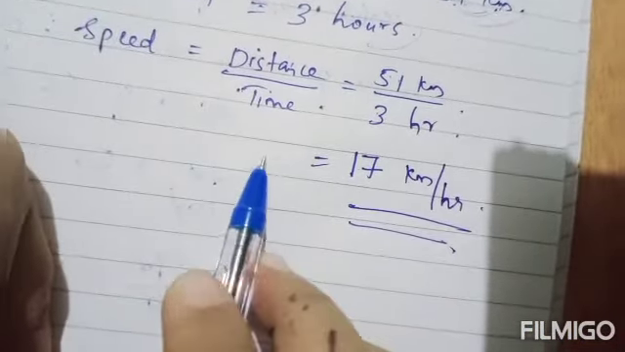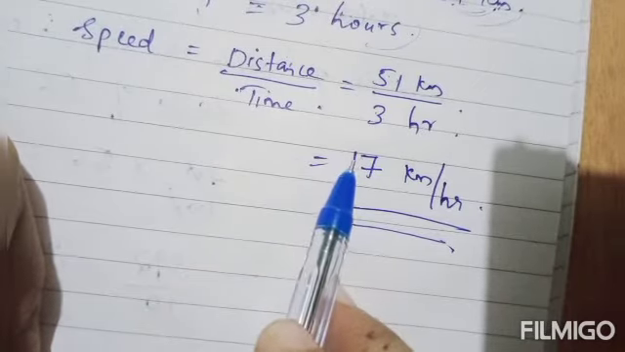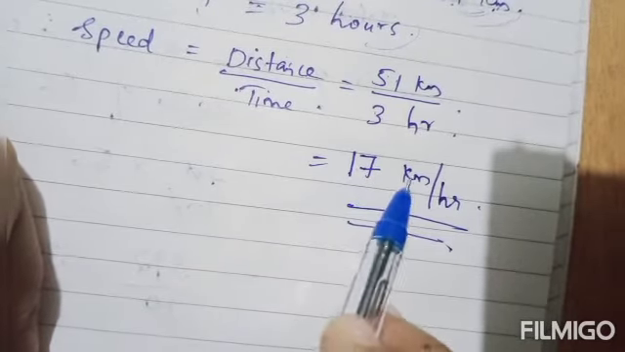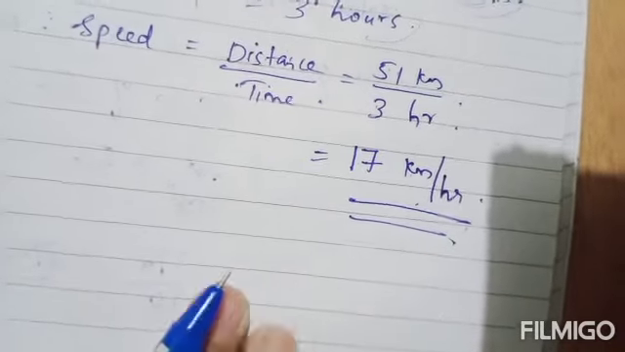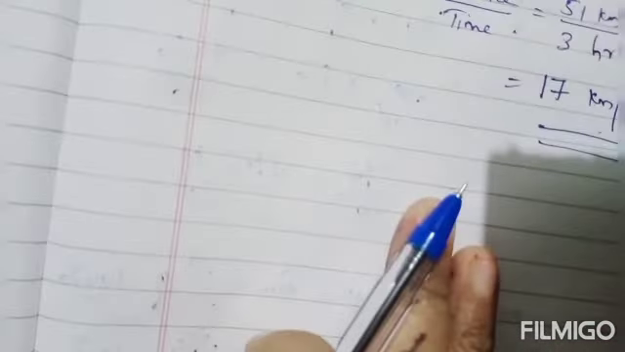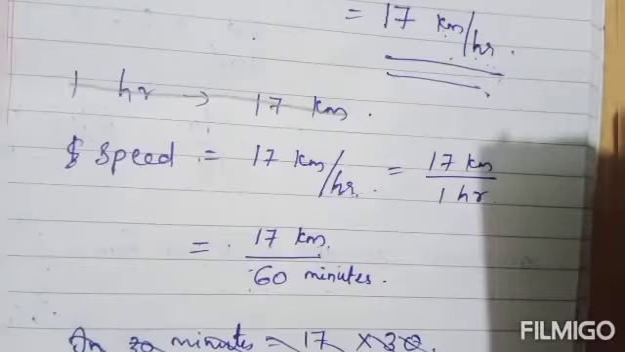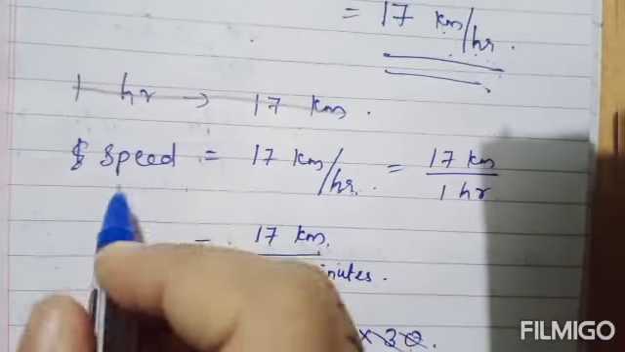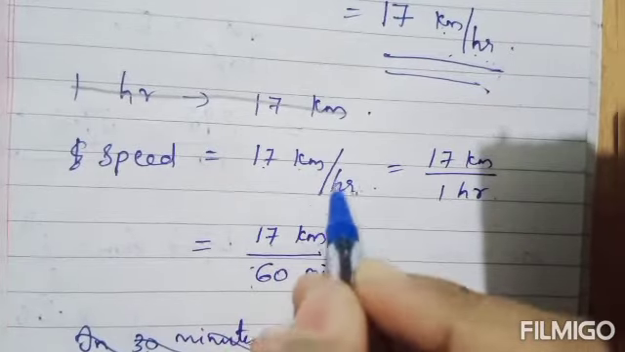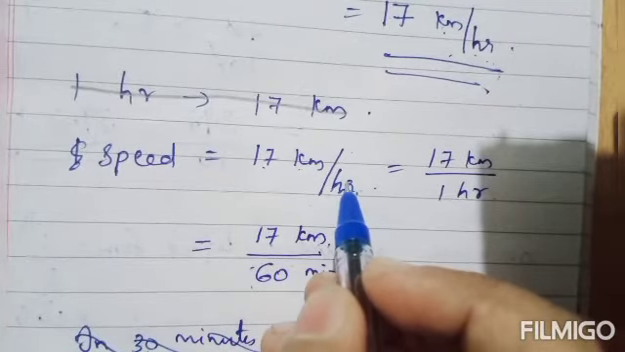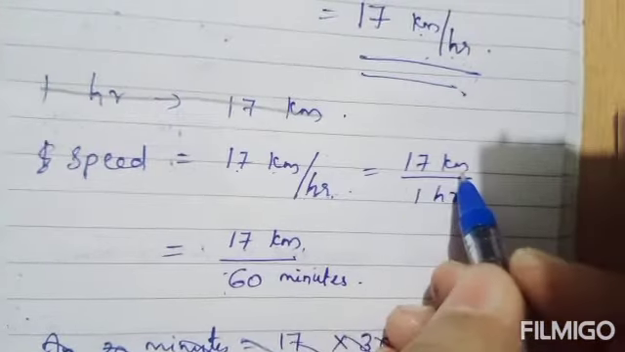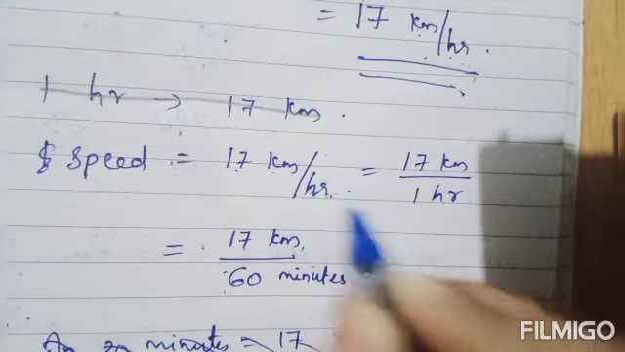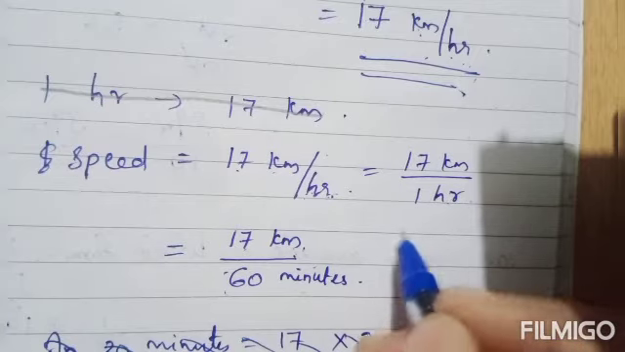So the speed of the train is 17 kilometer per hour. Now, how far does the train go in 30 minutes? So we find speed equal to 17 kilometer per hour. Now that is 17 kilometer per hour, we can write it as 1 hour.